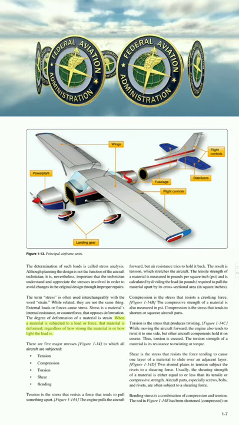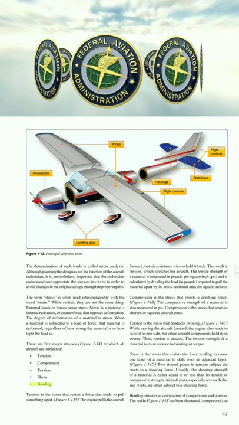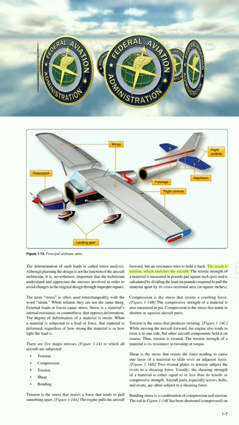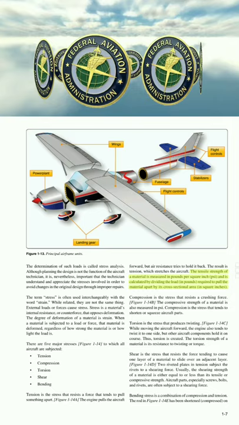There are five major stresses, figure 1-14, to which all aircraft are subjected: tension, compression, torsion, shear, and bending. Tension is the stress that resists a force that tends to pull something apart. Figure 1-14A, the engine pulls the aircraft forward, but air resistance tries to hold it back. The result is tension, which stretches the aircraft. The tensile strength of a material is measured in pounds per square inch (psi) and is calculated by dividing the load in pounds required to pull the material apart by its cross-sectional area in square inches.